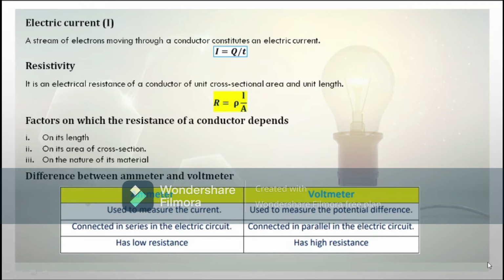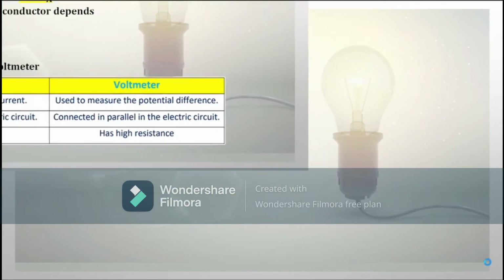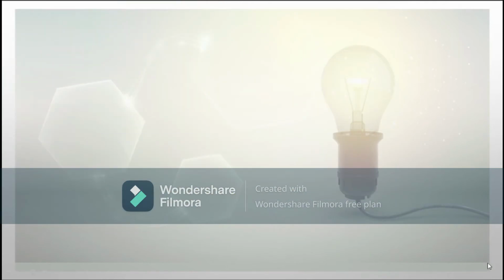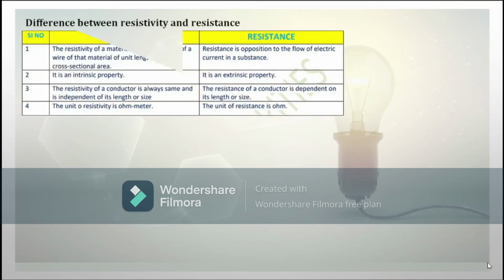And then moving on to the next point, the difference between resistivity and resistance. You should know this difference. The resistivity of a material is the resistance of a wire of that material of unit length and unit cross-sectional area, whereas resistance is the opposition to the flow of electric charges in a substance. This is the difference between resistance and resistivity.